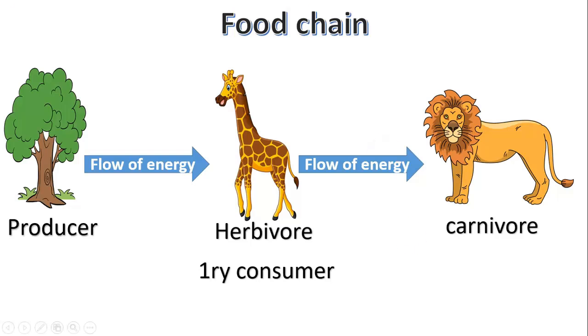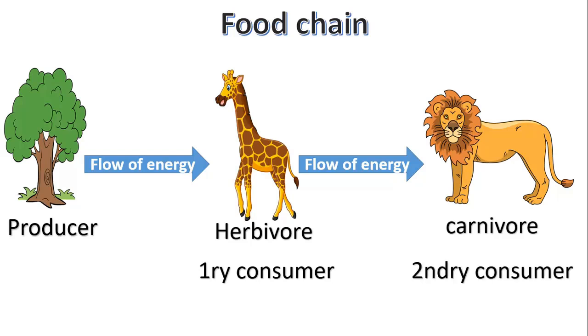Wait, why didn't I call the plant, since it's the first thing, the primary consumer? Take care, plants are not consumers. Plants are only producers. So that's why only the second animal or the second organism in a food chain is called the primary consumer, because it's the first consumer.